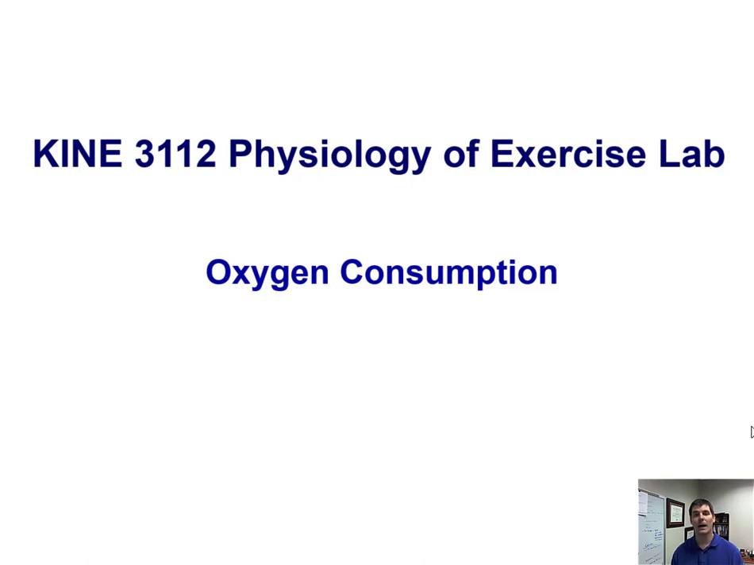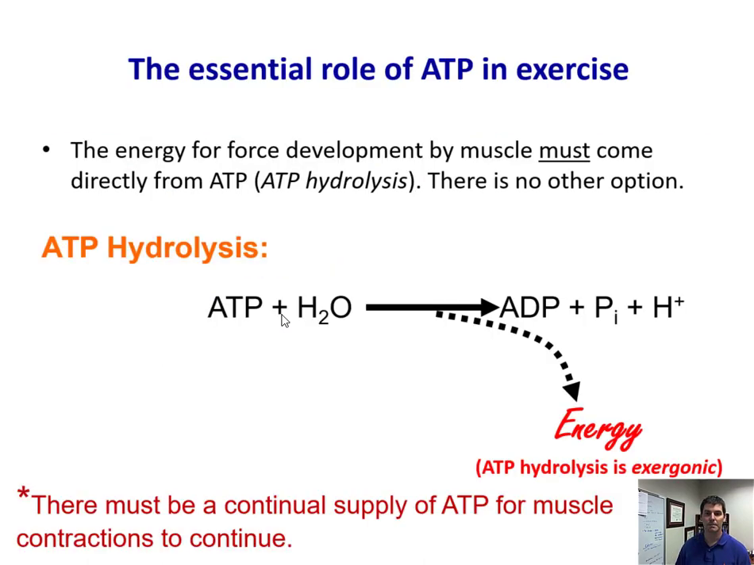Before we get into oxygen consumption, let's review the basics of metabolism that must happen in order for energy to be produced. As the slide shows, there is an essential role of ATP in exercise. In order for force to be developed, if you'll remember, back in the very first lab we talked about exercise being defined as muscle contractions. In the second lab, we defined muscle contraction as the active development of force, and active meaning that it requires ATP.